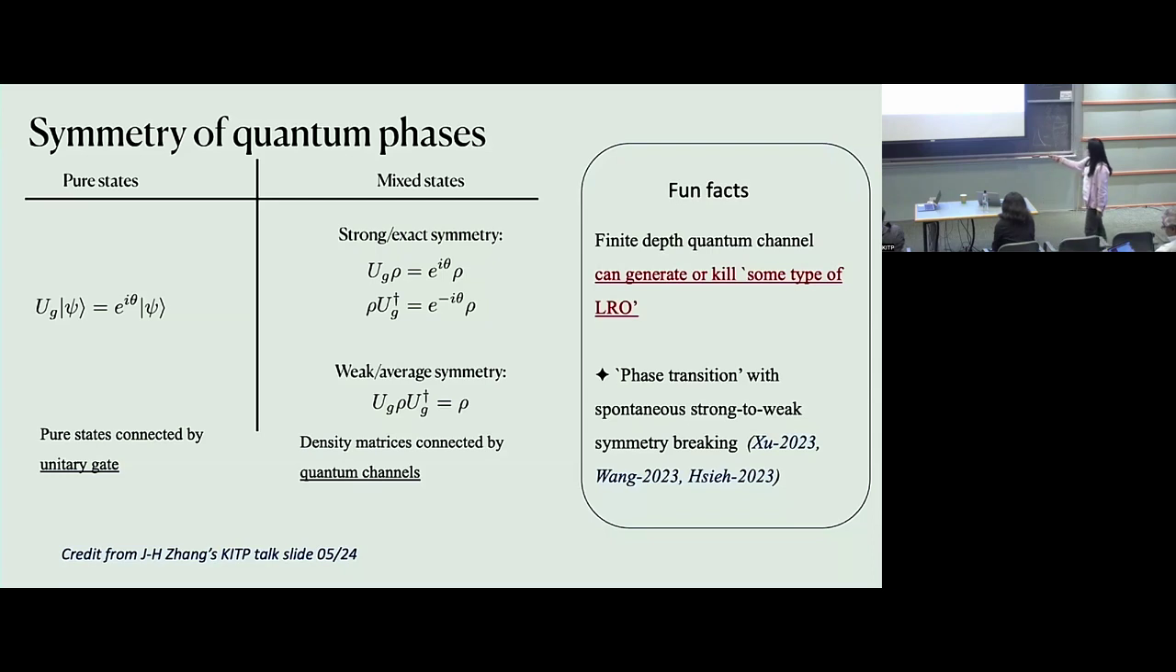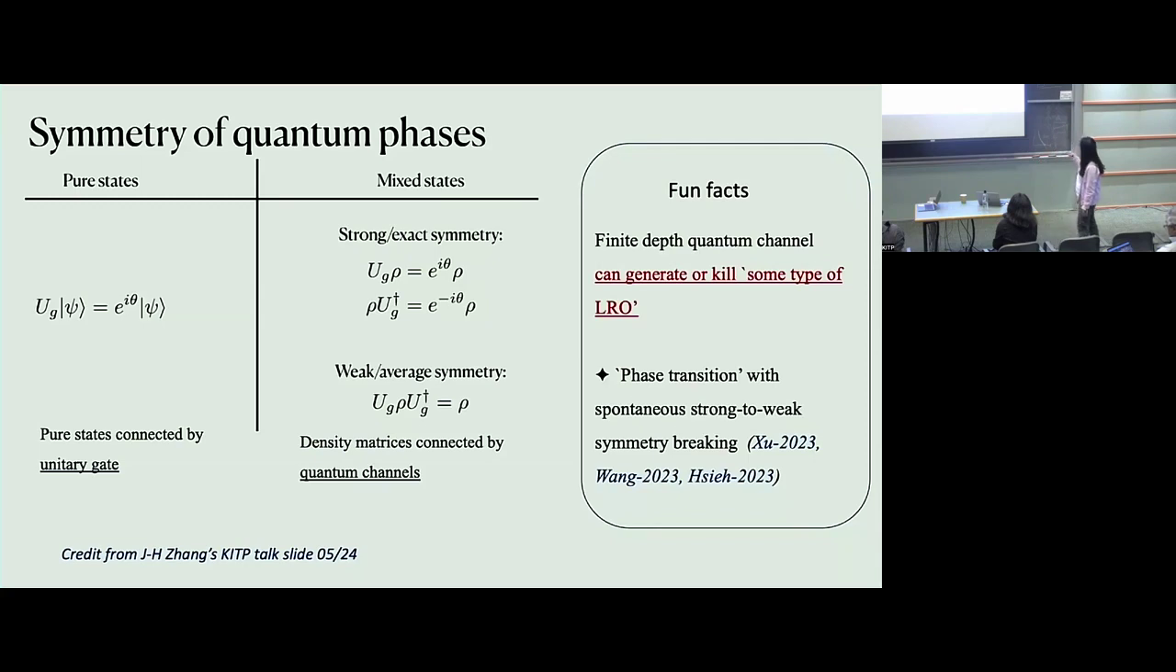And for pure states, we know two different pure states defined in the same Hilbert space can be connected by a unitary gate. It doesn't necessarily need to be local. And density matrices defined on the same Hilbert space can be connected by quantum channels. So, some fun facts about finite depth quantum channels. We know that finite depth quantum channels, in principle, have to obey the Lieb-Robinson bound, because a finite depth quantum channel acting on a density matrix is equivalent to a finite depth local unitary acting on the wave function.